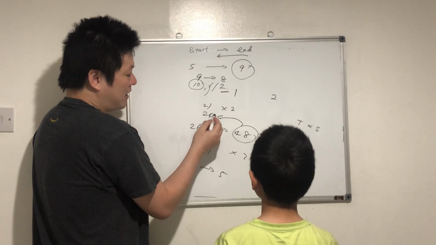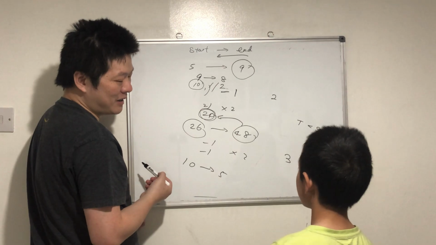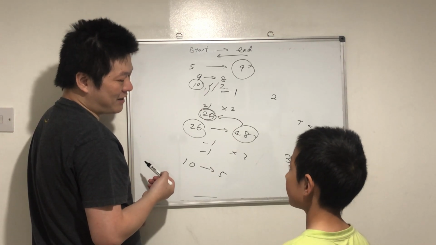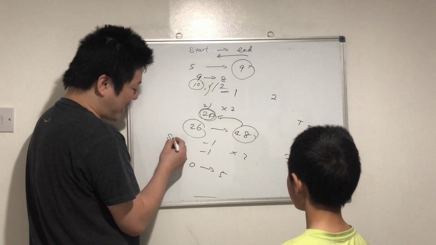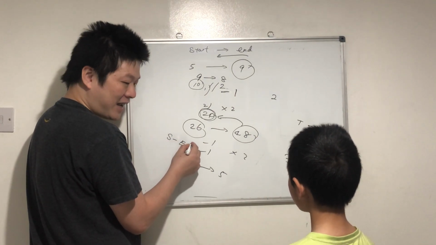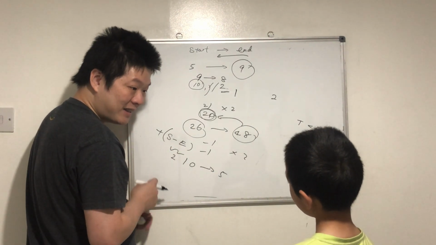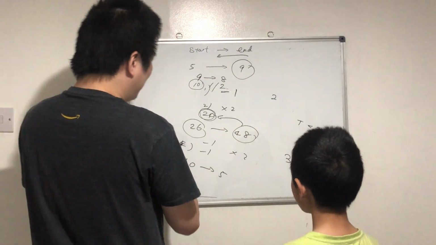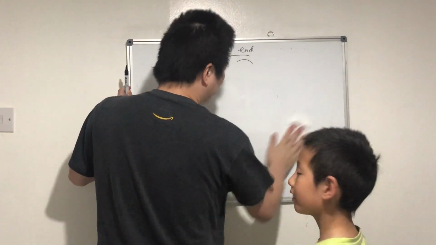Okay, 24. Look, now 24 is smaller than 26, so what should we do? Add 1? But we don't need to, it's already smaller, so we just calculate the difference. Just add it. That would be 2. Does it make sense? So we reverse the operation.